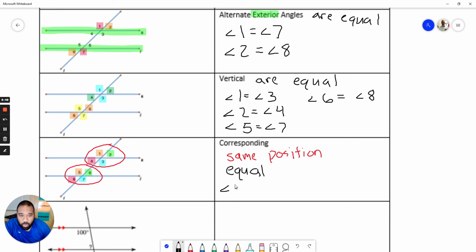So that means angle 1 is equal to angle 5. Angle 2 is equal to angle 6. Angle 4 is equal to angle 8. And lastly, angle 3 is equal to angle 7. Like I said, it might help to color code it so that you can more easily see what we're talking about in your notes.